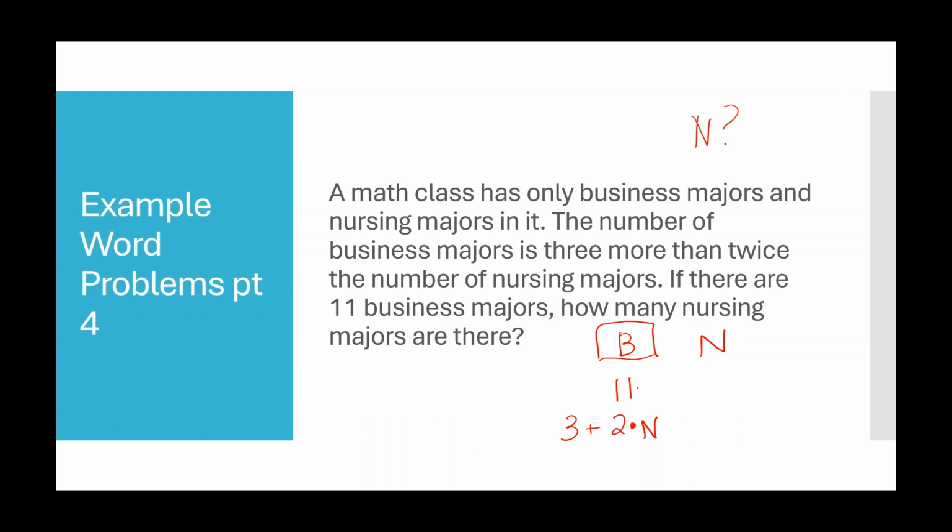So since those are both equal to B, I can just write this as an equation. 11 is equal to 3 more than twice N. So we're just going to solve this bad boy just like we might any old equation. Twice the number of nursing majors is 8. So I can divide by 2 and say that my nursing majors is 4.